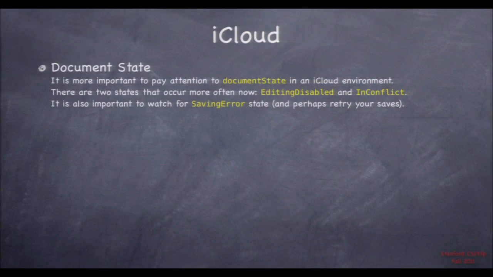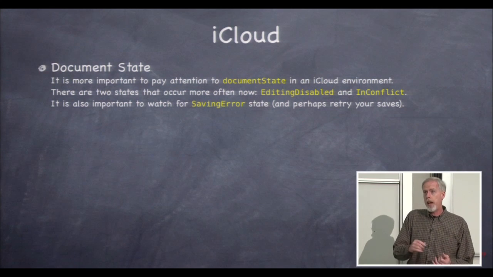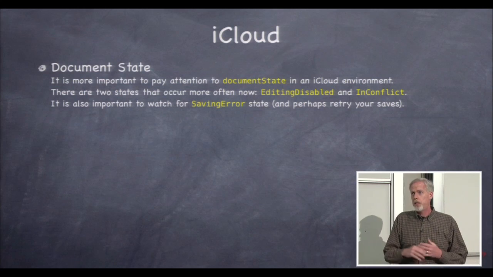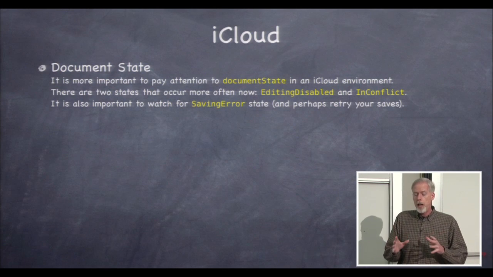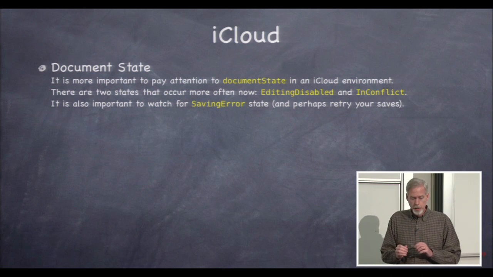Okay, document state. So you all know about UI document state. It's more important to pay attention to the document state than it was in your assignment, for example, when your document was all local. In fact, there's two states especially that are more likely to occur now because of this latency and shared access. One is editing disabled. Your state could go into the state editing disabled. And another interesting state is in conflict. All right, so let's talk about those.